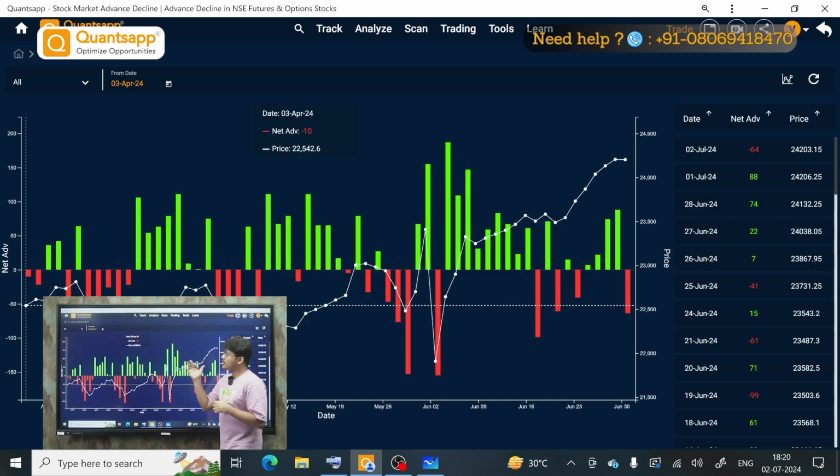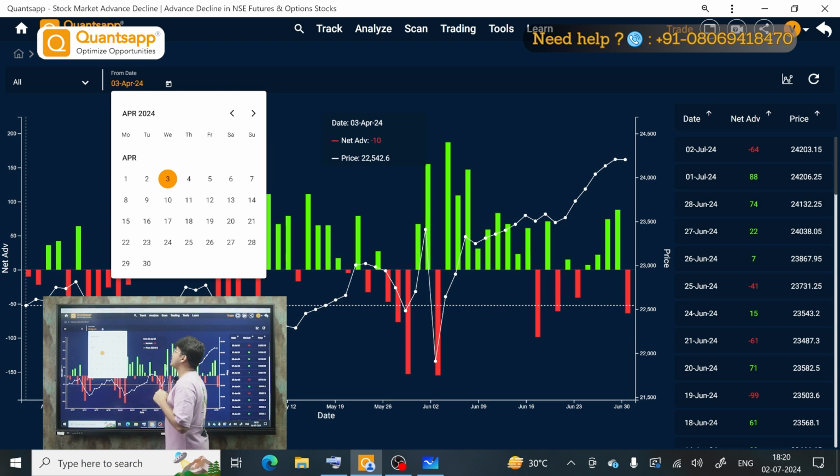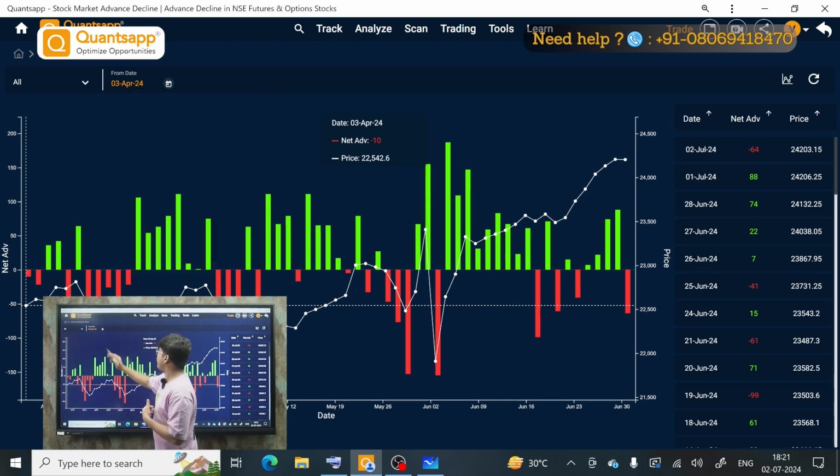But I will explain what this chart means, what this graph means, and what each of these columns and numbers mean. First things first, there is an option for the from date. From date would mean how much historical data you want to view. As of now, it's set to 3rd of April, so it's showing the last 2 months, but you can also go further back.